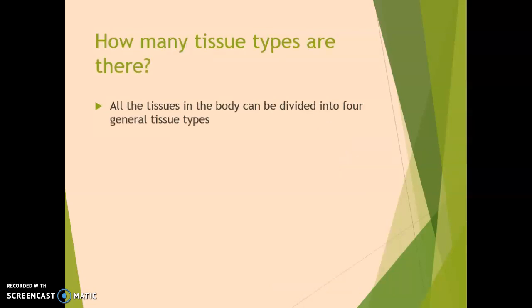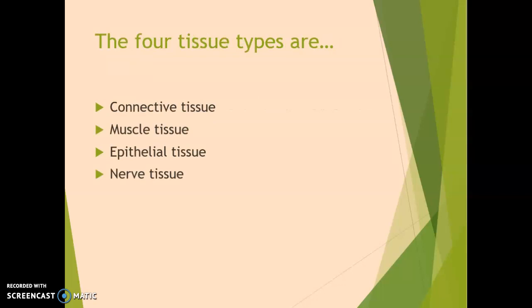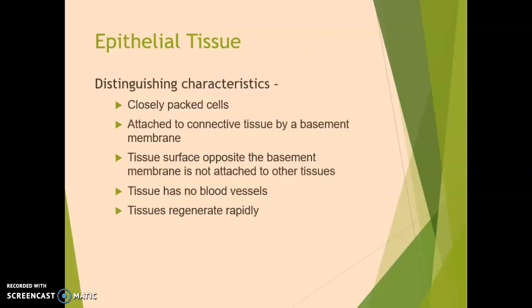So how many types of tissue are there? Well, all the tissues in the body can be divided into 4 general tissue types. Now there's multiple tissues, but there's 4 general types. So we have connective tissue, muscle tissue, epithelial tissue, and nerve tissue. Notice that it is no longer nervous tissue, and now the term is just nerve tissue.